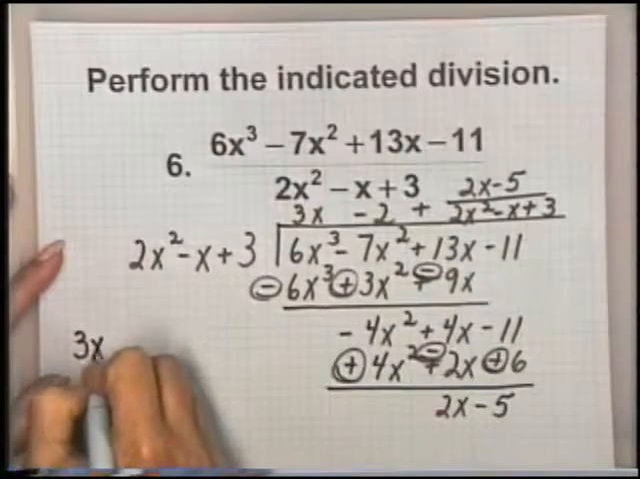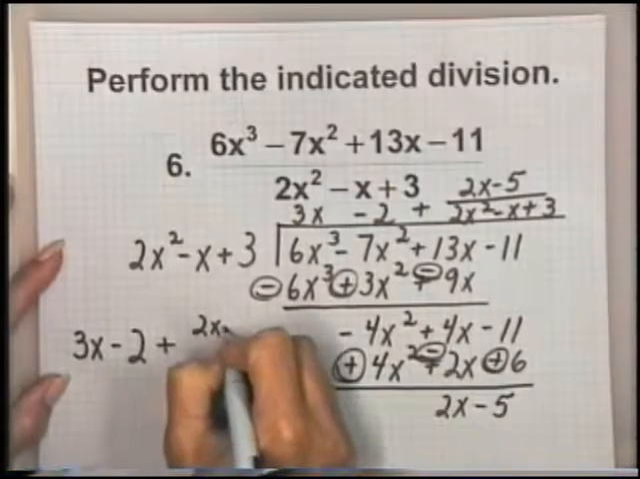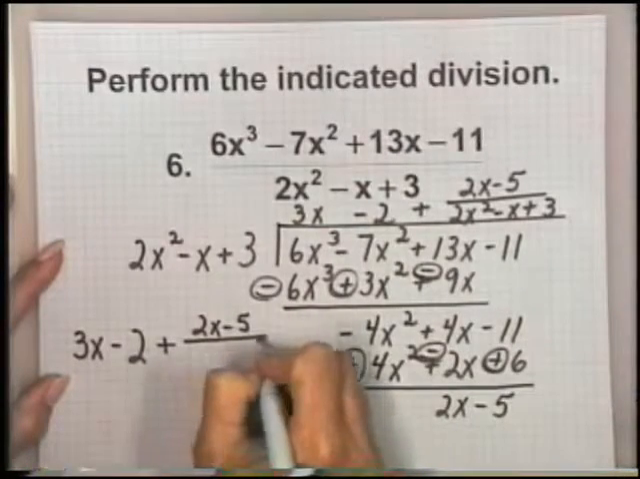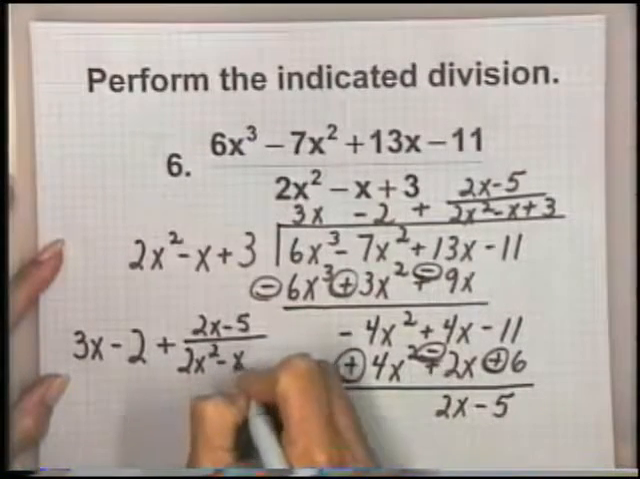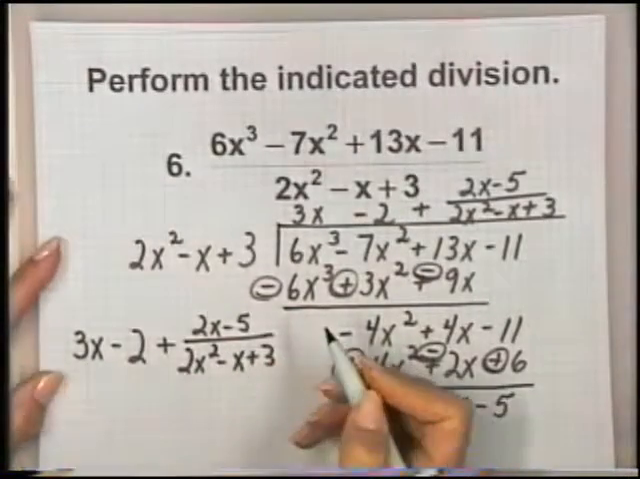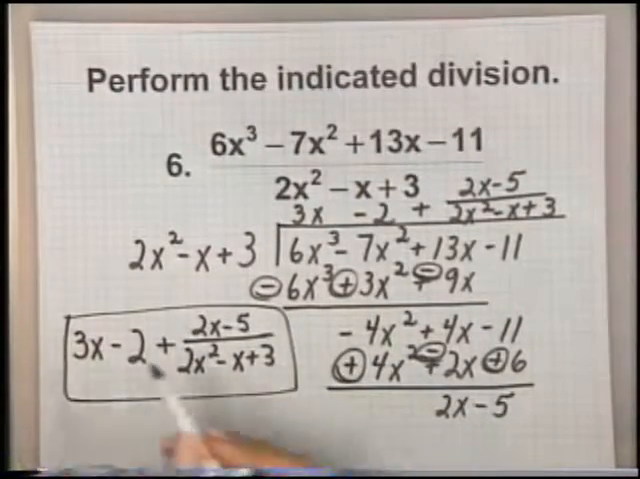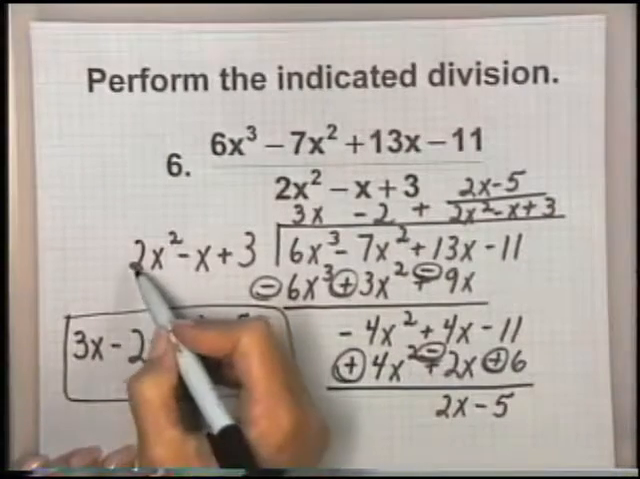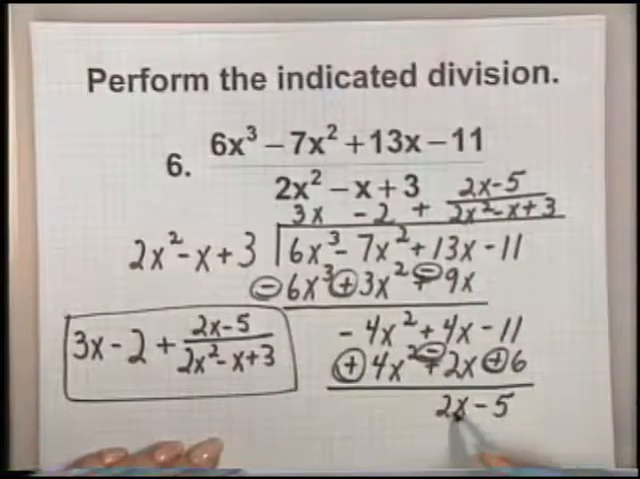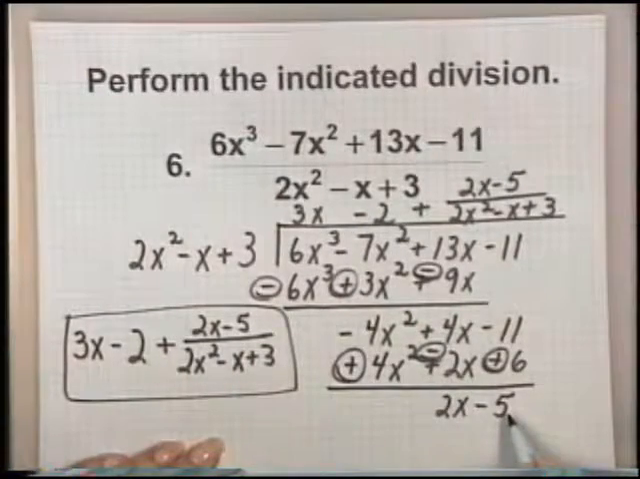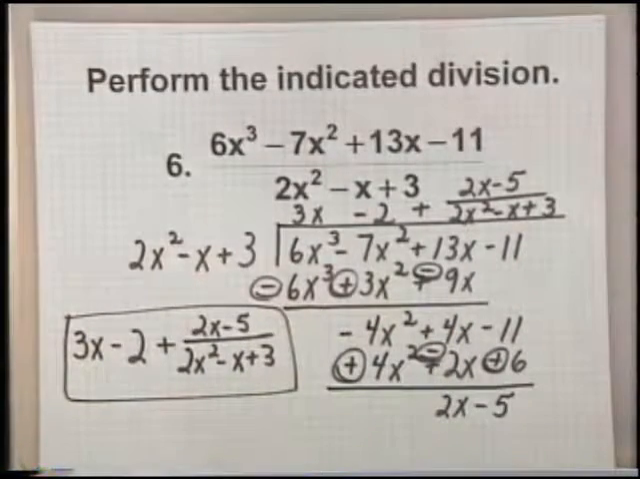Let's rewrite this quotient. It is 3x minus 2 plus 2x minus 5 over 2x squared minus x plus 3. If I wanted to check this, I would take the 3x minus 2, I would multiply it by my 2x squared minus x plus 3. I would add my two terms in my remainder, 2x and minus 5, and the result should be this dividend.